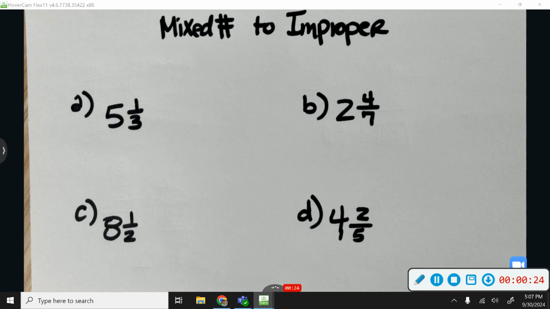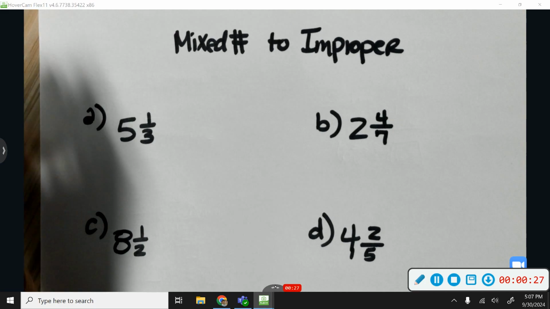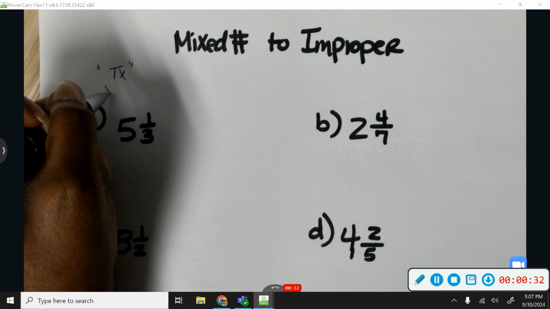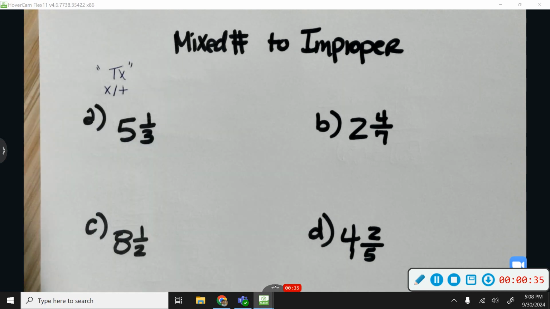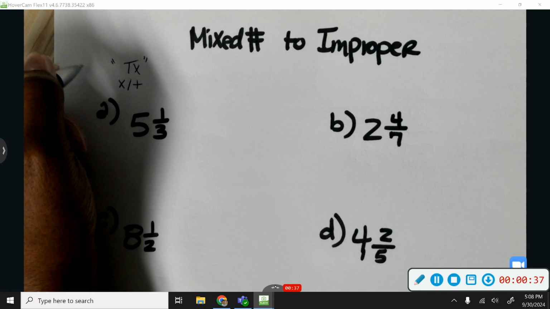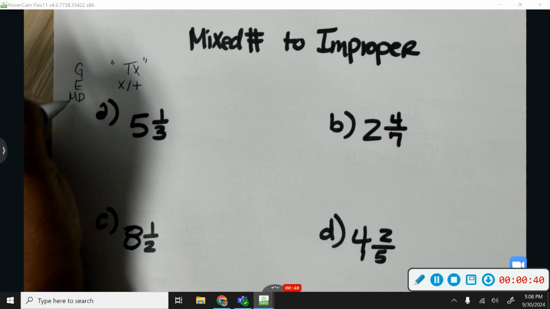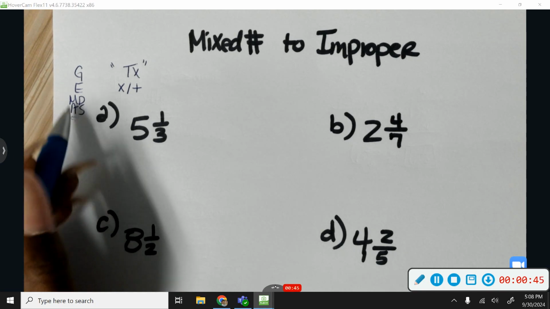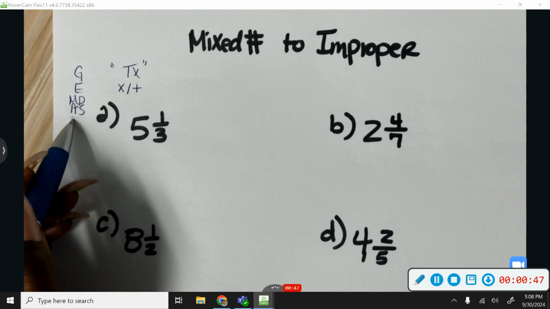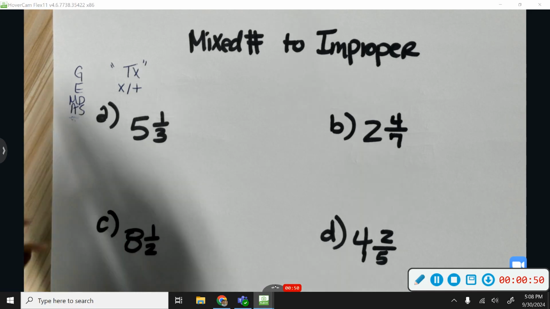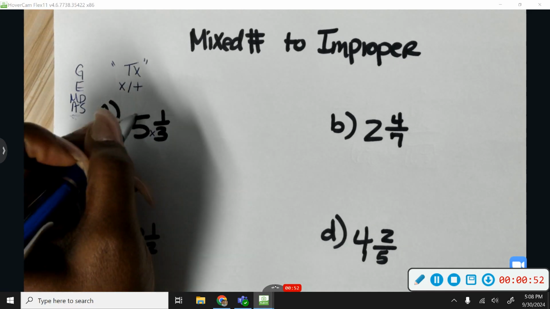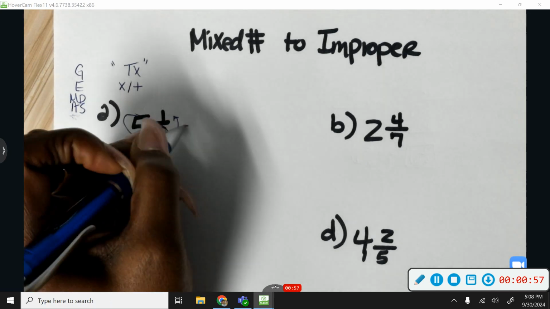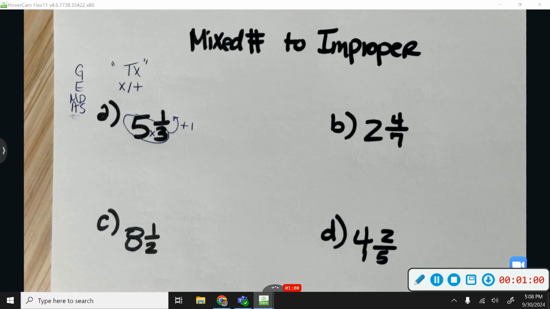So in this case, one of the things that we're going to need to know is TX, times and add. Basically that's saying that we multiply and we add. It's the same way as with our order of operations, so if you remember, we would multiply before we add. So we're following the same routine and the same steps. So multiply first, then add. In this case, I will multiply first, 5 times 3, and then I'm going to get my answer and add 1. So let's do that together.